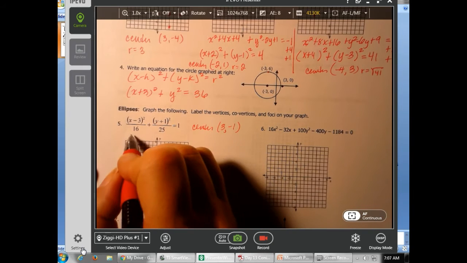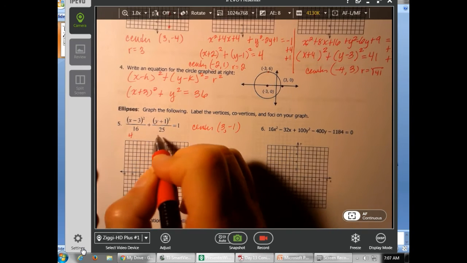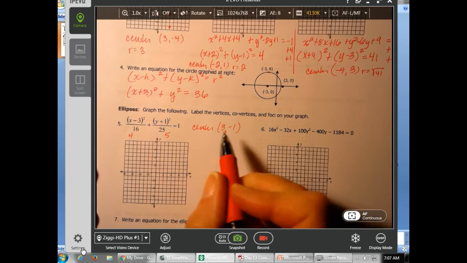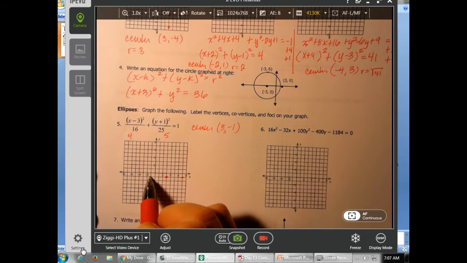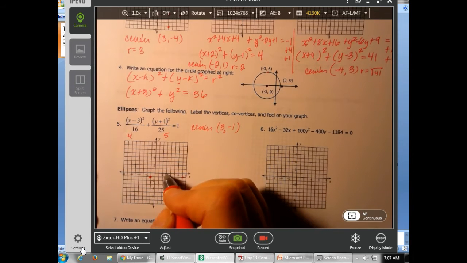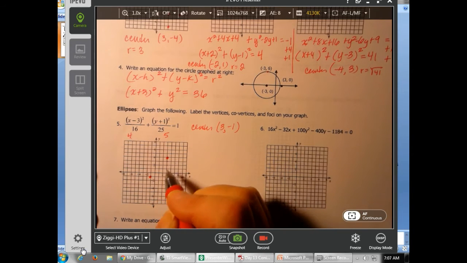I'm going to move 4 to the right and left. I'm going to move 5 up and down from that point. So let's go ahead and put that in place. So I have 3, -1. I'm doing 4 to the right, 4 to the left, 5 up, and 5 down.